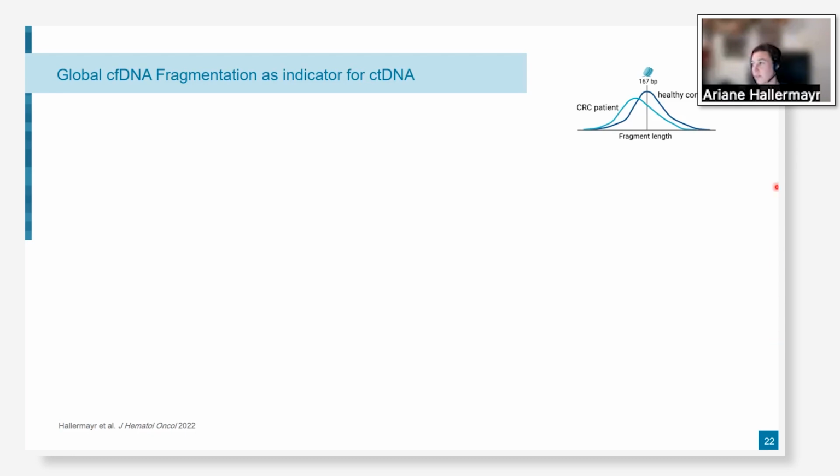The basis behind this is that, in general, cfDNA fragmentation in healthy controls, as indicated here by the dark blue line, is expected to have a peak at around 167 base pairs. That can be associated with the length of DNA bound by one nucleosome plus linker DNA. And in cancer patients, it is expected that the fragmentation has an enrichment in shorter cfDNA fragments. So as you can see here in this turquoise line, it would be expected to have a peak at a shorter fragment size.